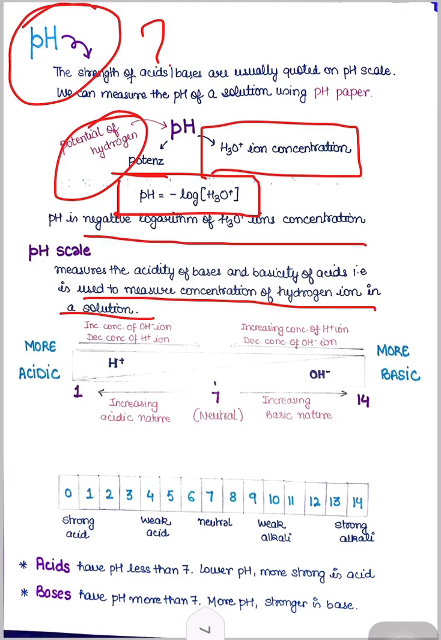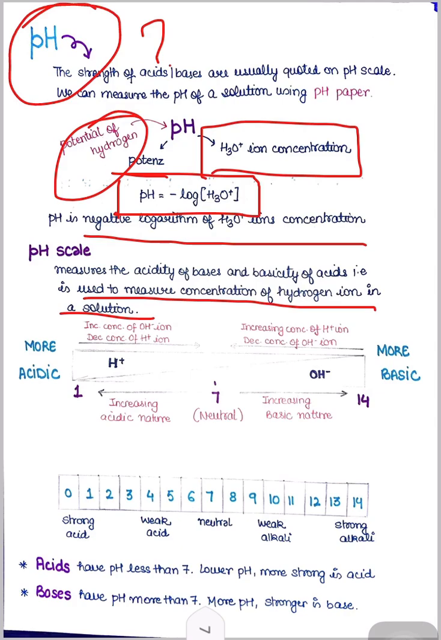So we have a pH scale ranging from 0 to 14, which helps to determine the strength of an acid or base. For a simple example, if I want to know whether my acid is a strong acid or a weak acid, I can simply use a pH paper and a pH scale to know the strength of my acid.